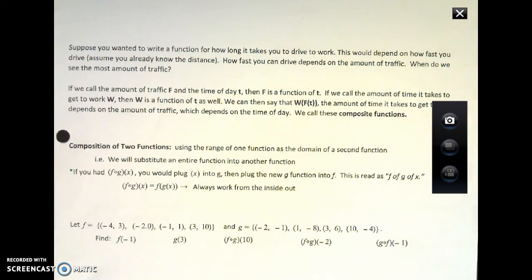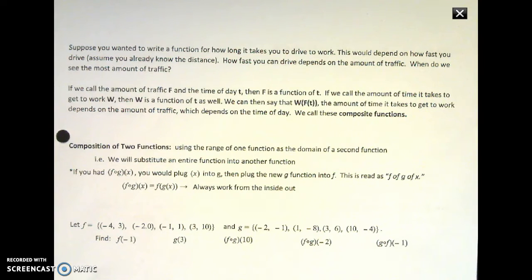Suppose you want to write a function for how long it takes for you to drive to work. This would depend on how fast you drive, assuming you already know the distance. How fast you drive depends on the amount of traffic. When do we see the most amount of traffic? Okay, so these are all things that you can relate to real life.